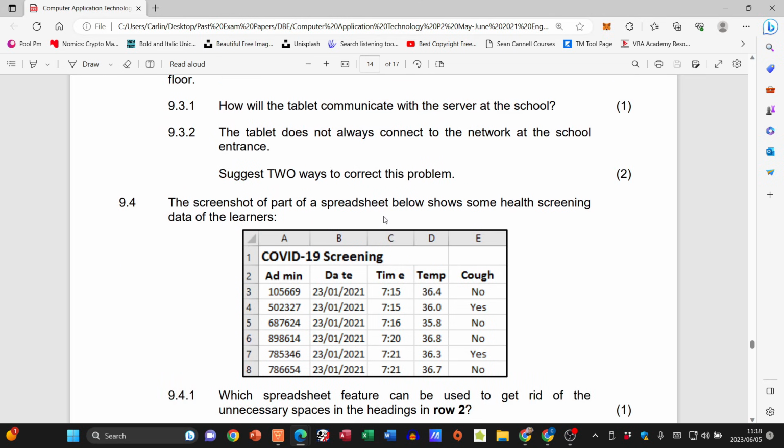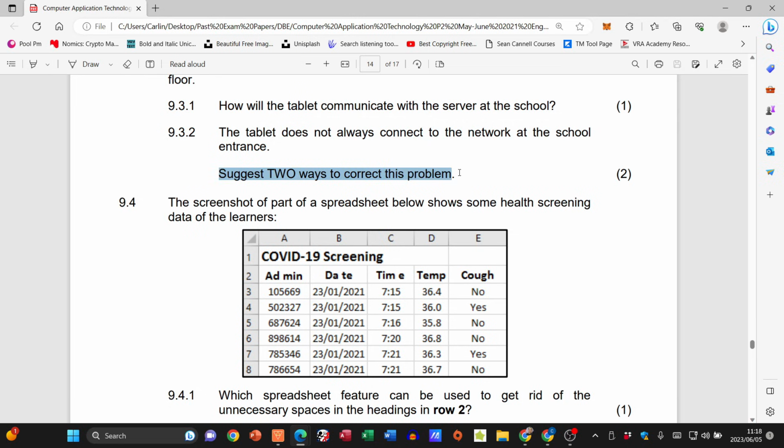Think about this. You're standing at the school gate doing this. It doesn't always connect, which is already telling you that at times it does. How is it connecting? We just said it's connecting wirelessly. So what do we actually have in here? We are having connectivity issues. The school gate might be too far in terms of the Wi-Fi range.